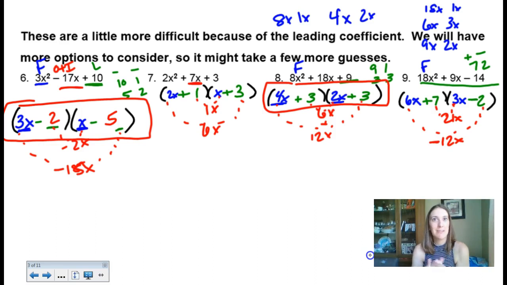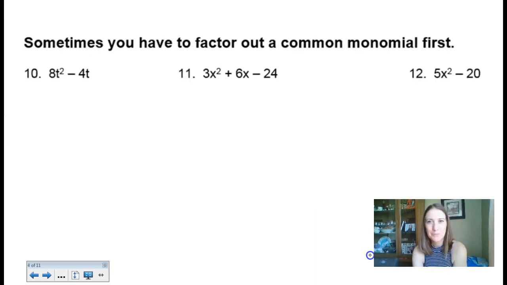But I thought that was kind of a neat trick. So if you're not sure where the signs go, wait to the end to put the signs down. All right. But speaking of common factors, we should talk about common factors.